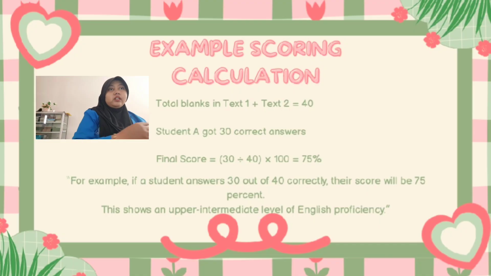Proficiency: upper intermediate level. This slide gives a practical scoring example. If a student correctly fills 30 out of 40 blanks, their final score is 75%, which reflects an upper intermediate level of English proficiency. This helps teachers interpret students' results and understand their language ability level. Okay, next slide.